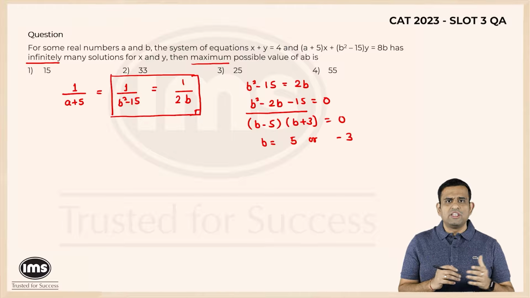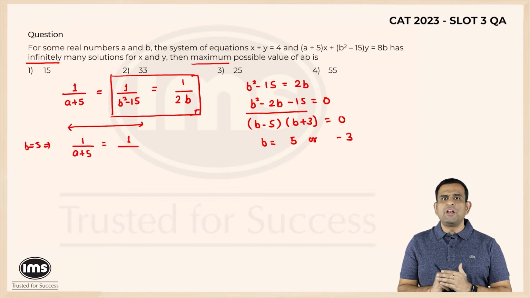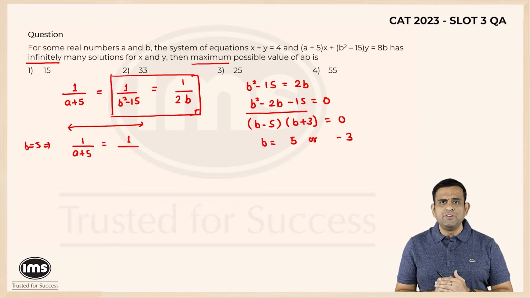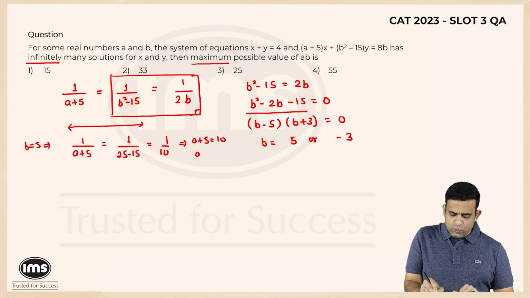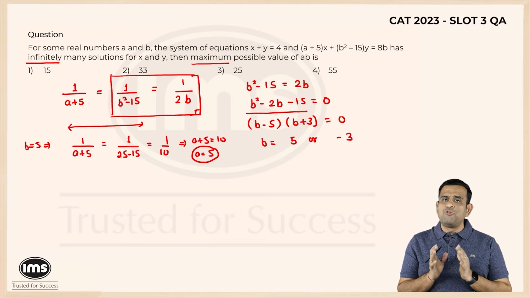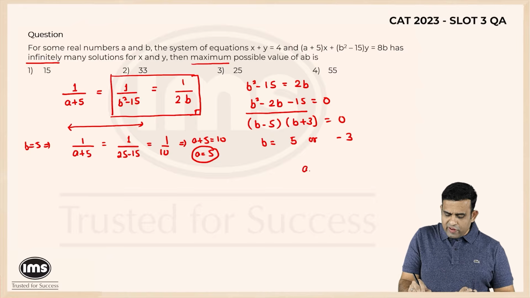Now let's also find out the corresponding value of a. If I try to equate the first part and the second part, then one can say 1 upon a plus 5, and I'm putting b equals 5 over here first of all. So 1 upon b square minus 15 will become 5 square minus 15, or 25 minus 15, which is 10. If I cross multiply, one will get a plus 5 equals 10, giving the value of a also equal to 5. So for b equal to 5, the value of a also becomes 5. So one set of values of a times b will become nothing but 25.